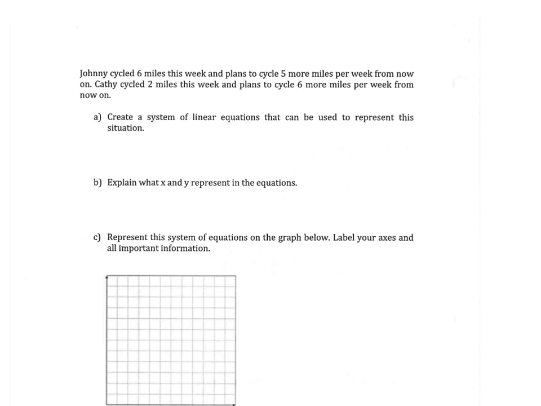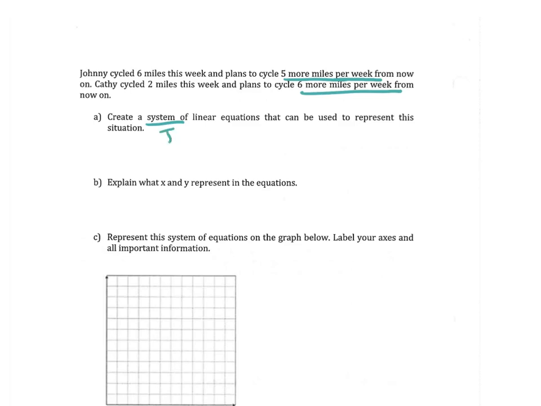So Johnny cycled 6 miles this week and plans to cycle 5 more miles per week. Remember, that's a clue that you're multiplying from now on. Kathy cycled 2 miles this week and plans to cycle 6 more miles per week from now on. Create a system of linear equations that can be used to represent the situation. So system means we're going to have 2 of them.